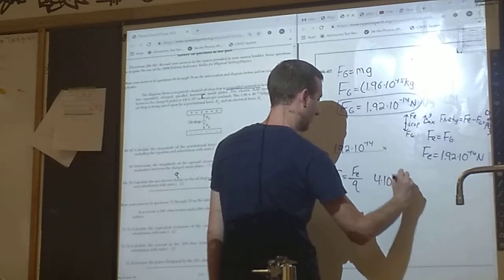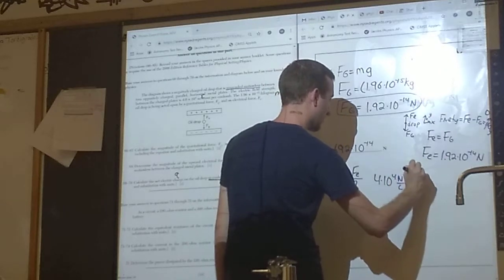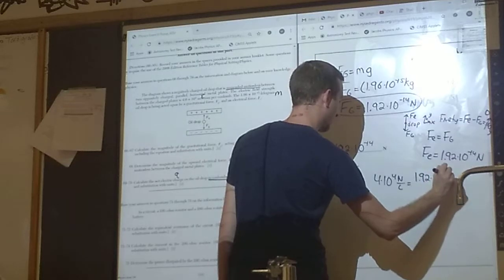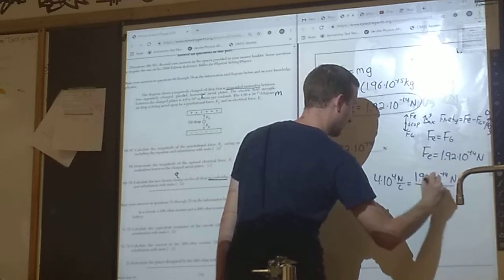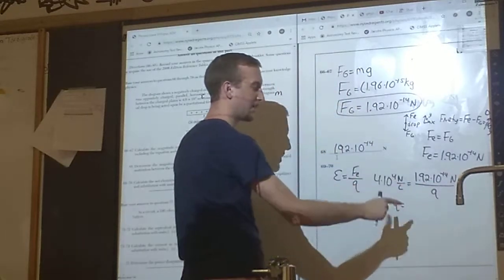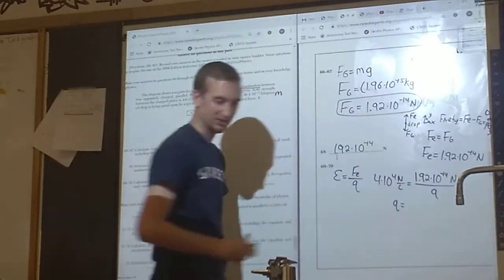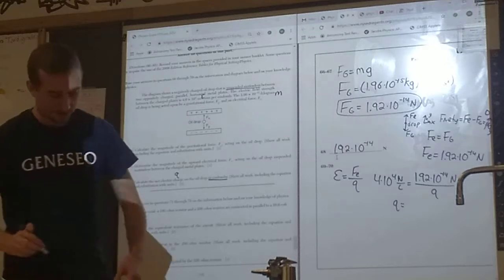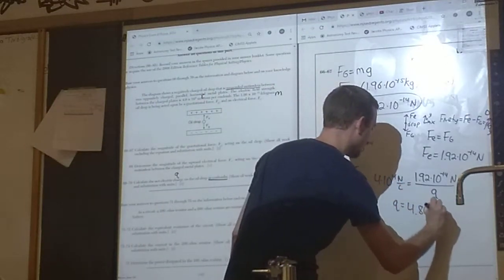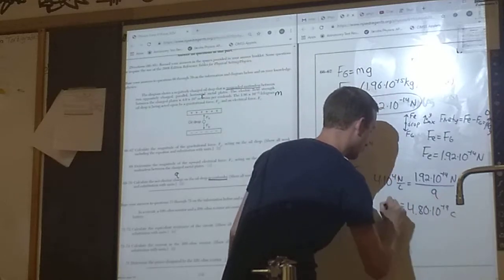4 times 10 to the 4th newtons per coulomb equals 1.92 times 10 to the negative 14th newtons over the charge. We solve for the charge by multiplying both sides by Q and dividing over to the other side. We get that Q is equal to 4.80 times 10 to the negative 19 coulombs.